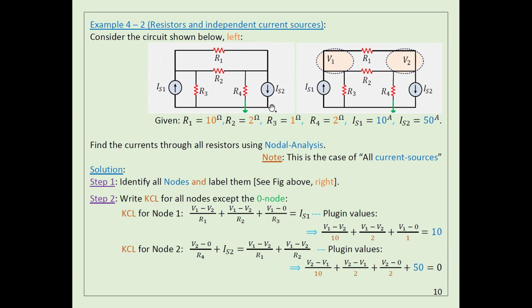Here we use Kirchhoff current law to get the equations. We don't use Kirchhoff voltage law in this case. Usually you don't need it, but if you want to use it, it's not wrong. All I need to do is find V1 and V2. Once you find V1 and V2, you can get the current easily, because you can apply Ohm's law to get the current in R1, and the current in R2. Same thing for R4 and R3.